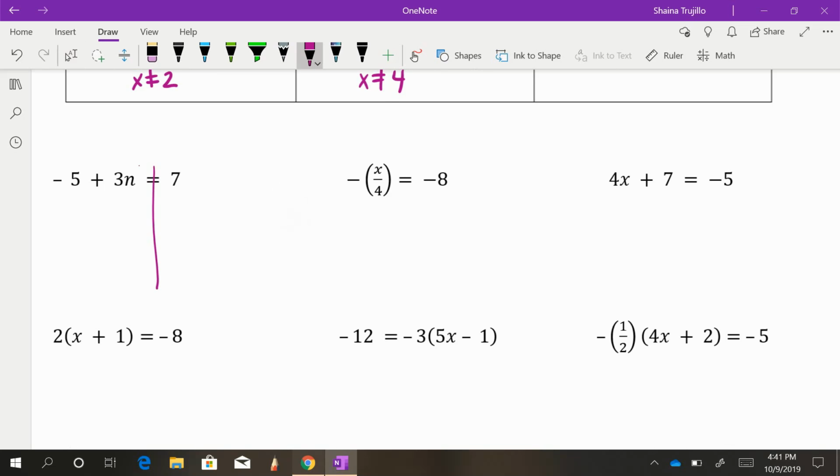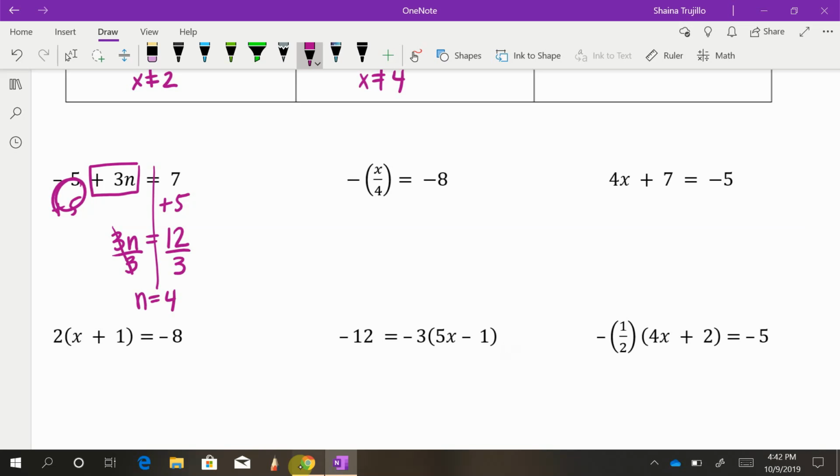Okay, so I want to keep my variable on this side. I'm going to move everything else. So the inverse of negative 5 is positive 5. That creates a 0. What I do to one side, I have to do to the other. So now I have 3n equals 7 plus 5 is 12. Okay, the inverse operation of 3 times n is division. So I'm going to divide by 3 on both sides, and I end up with n equals 4.